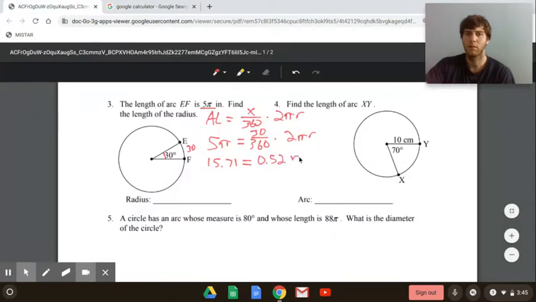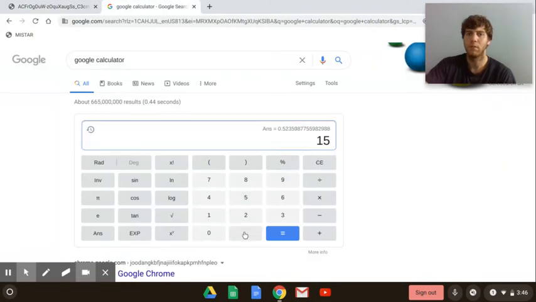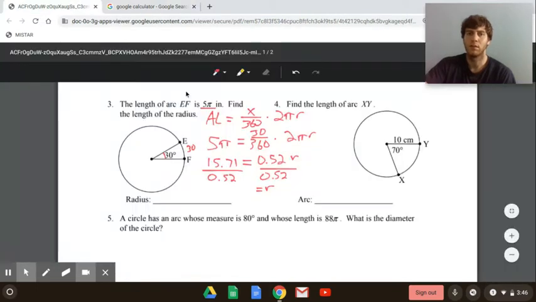And then we still have our radius, right? So all we did here is simplified it. 5 times pi was 15.71. 30 divided by 360 is 1/12 times 2 pi got us 0.52, and then we can divide both sides by 0.52. So we get a radius equals 15.71 divided by 0.52, which is going to be 30.2, and our units is inches.